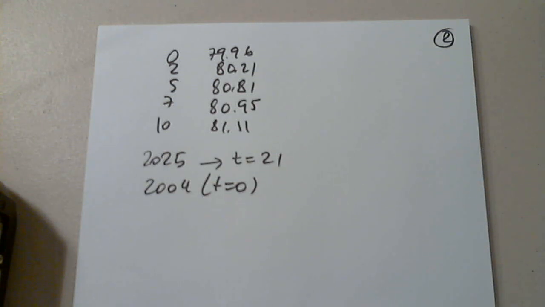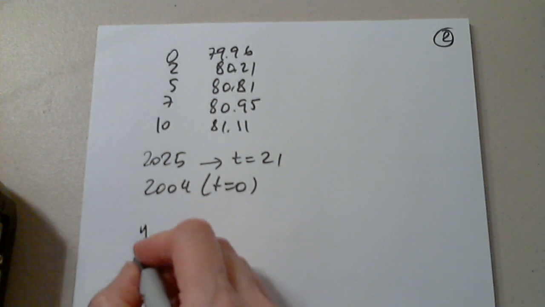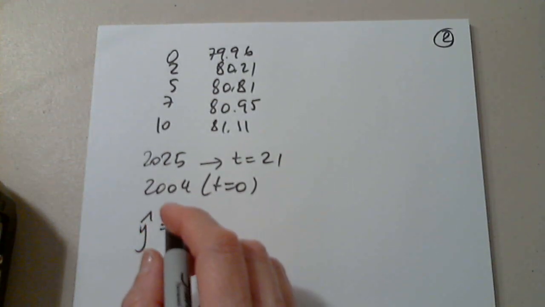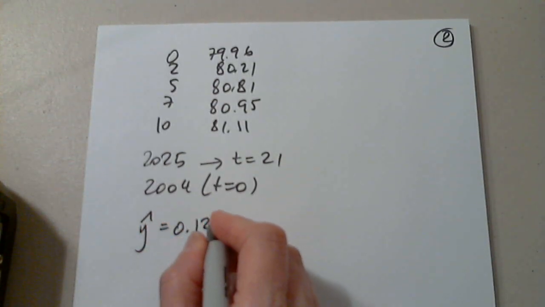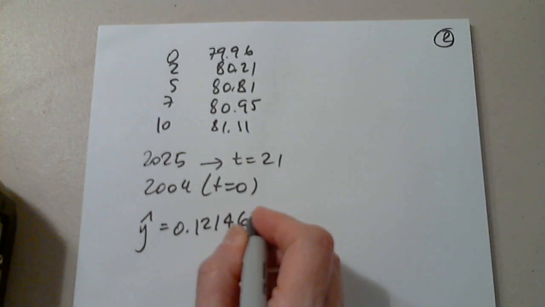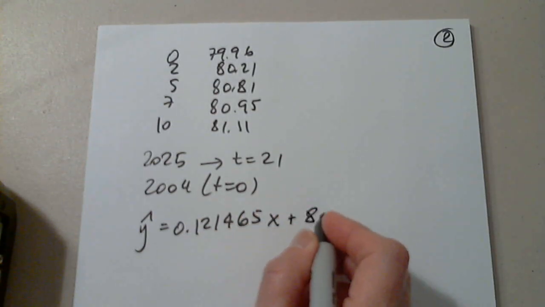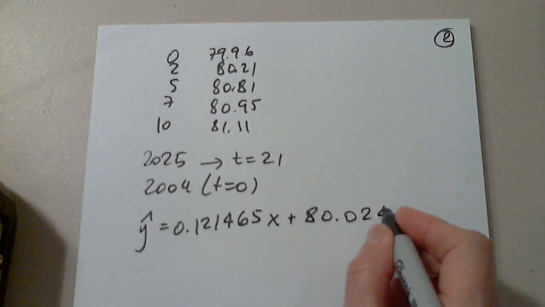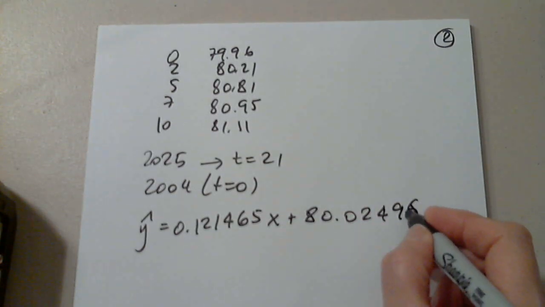So I want to do calculations and I want number 4. It's this cell 1, this cell 2. I want to use the calculator to enter the information, and then I calculate. So the linear regression line is y hat equals 0.121465x plus 80.024968.